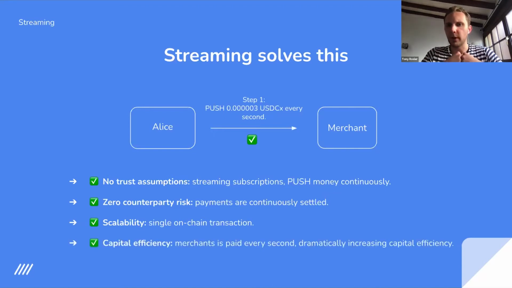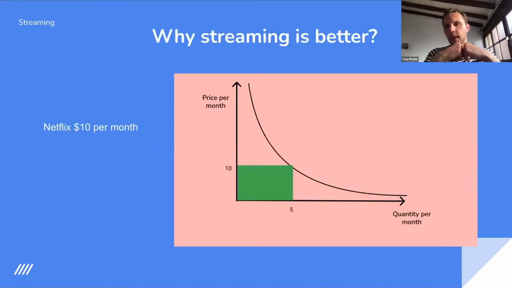And lastly, something which is very cool, and also important, is capital efficiency. Merchants are paid every second, which means they can always put their money to work, always be earning yield, and that dramatically increases their capital efficiency. All right then. But let's think a little more broadly. Why is streaming not only better on those verticals we touched, but largely better in general?